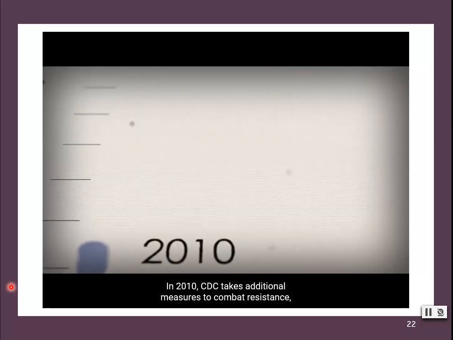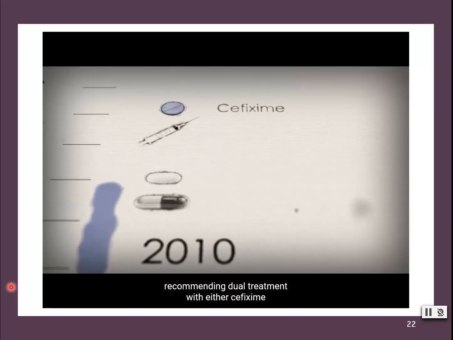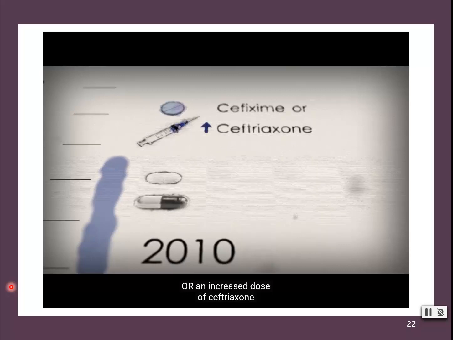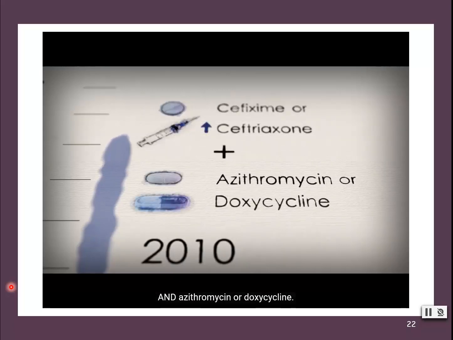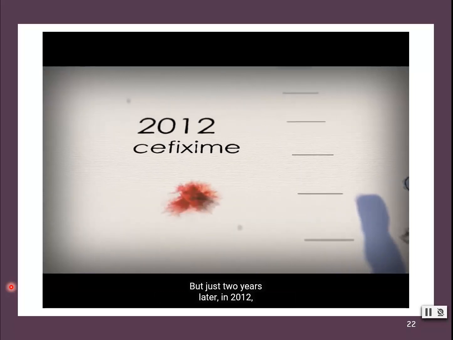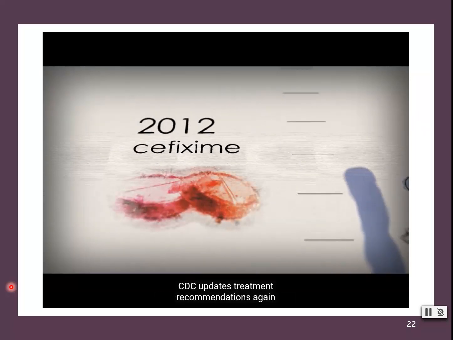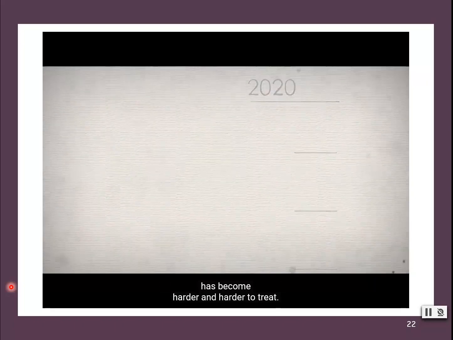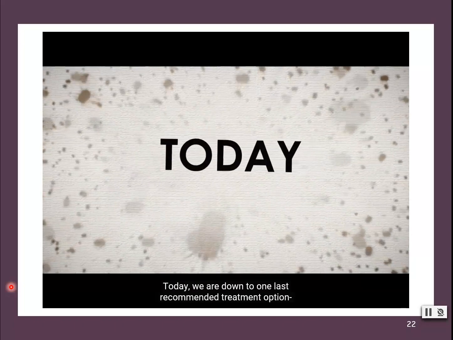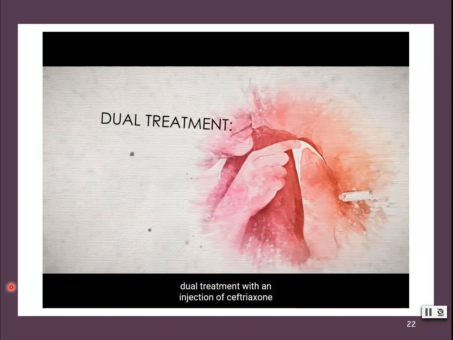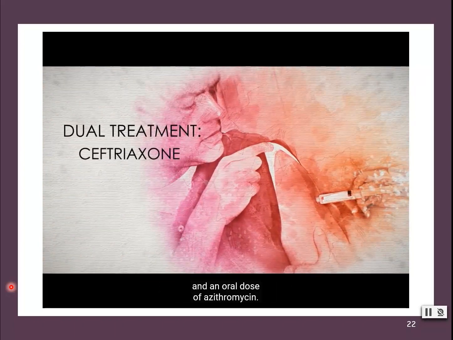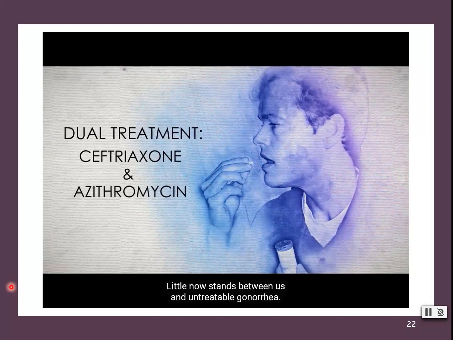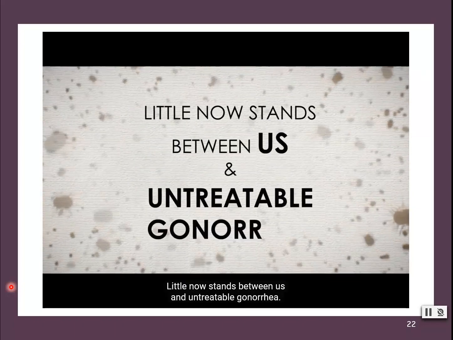In 2010, CDC takes additional measures to combat resistance, recommending dual treatment with either cefixime or an increased dose of ceftriaxone and azithromycin or doxycycline. But just 2 years later, in 2012, CDC updates treatment recommendations again in response to data suggesting the oral cephalosporin cefixime is becoming less effective and gonorrhea has become harder and harder to treat. Today, we are down to one last recommended treatment option: dual treatment with an injection of ceftriaxone and an oral dose of azithromycin. Little now stands between us and untreatable gonorrhea.